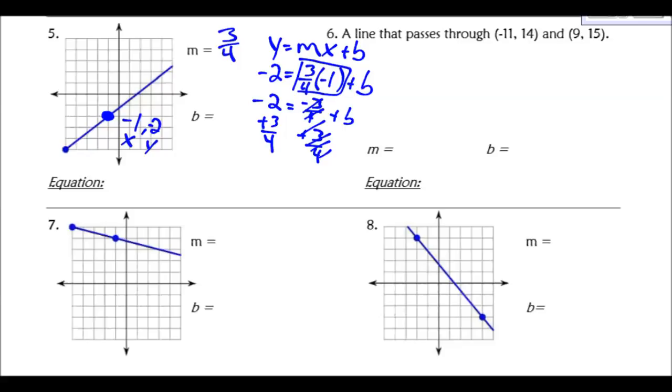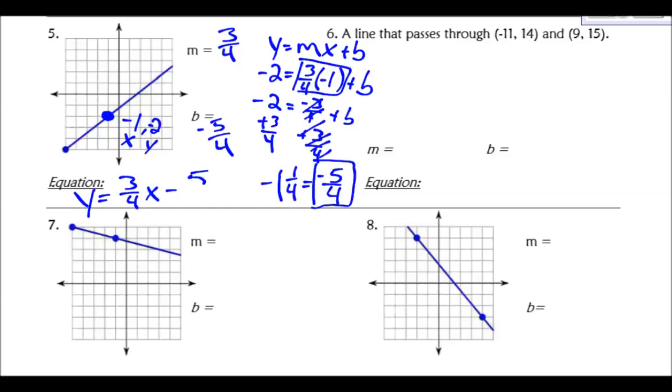You can write this in, again, a variety of ways. Negative 1 and 1/4. Negative 5/4. Or negative 1.25. I'm going to keep it as a fraction. I'm going to write it as an improper fraction. Most of the time, that's how I'll write my answer. Either way, it tells us that our b is that number, and it tells us our equation is 3/4 x minus 5/4.